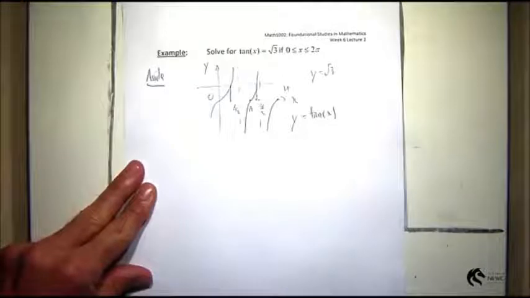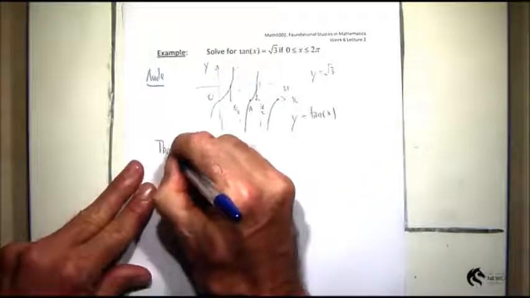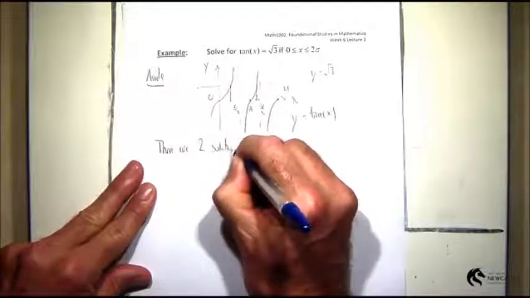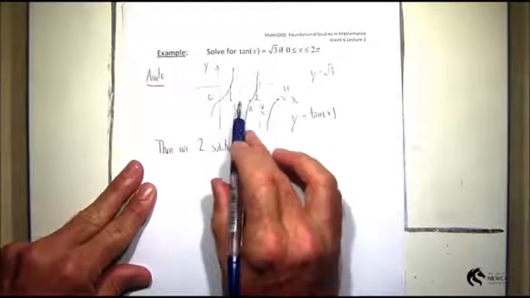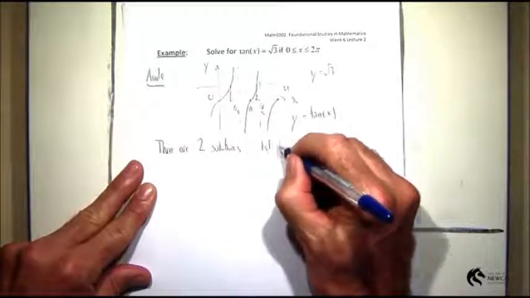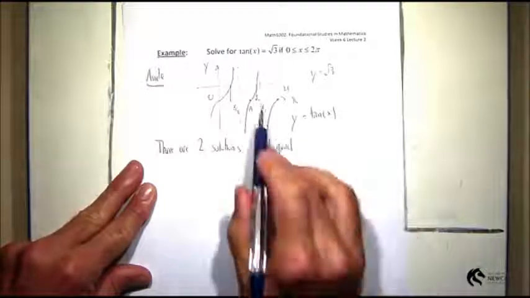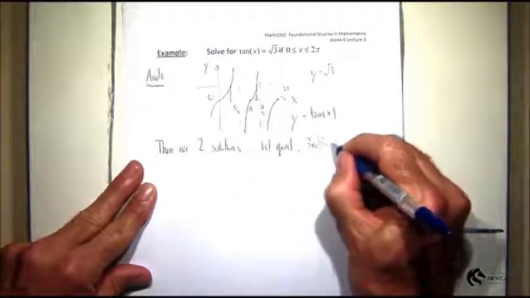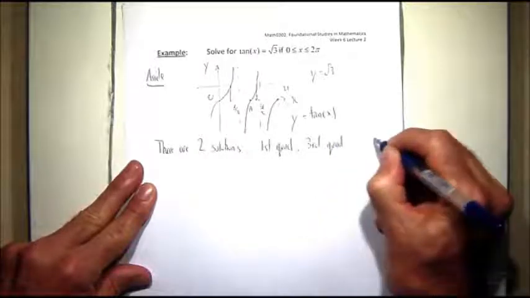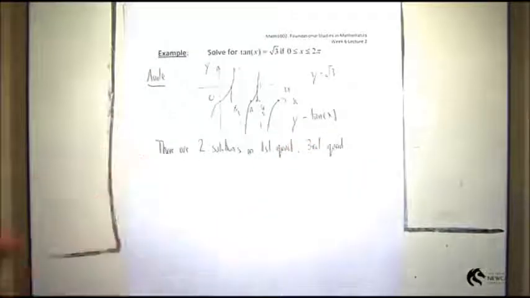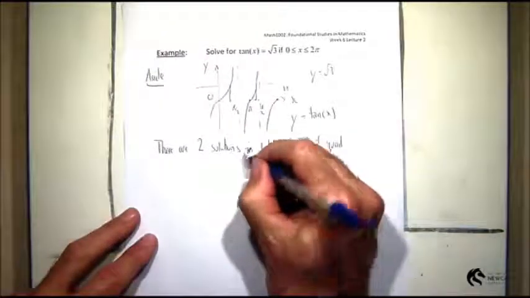So there are 2 solutions. One between 0 and pi on 2, so a first quadrant solution. And the other one is between pi and 3 pi on 2, and so third quadrant. I'll just say first quadrant and third quadrant is the easiest way to put it.